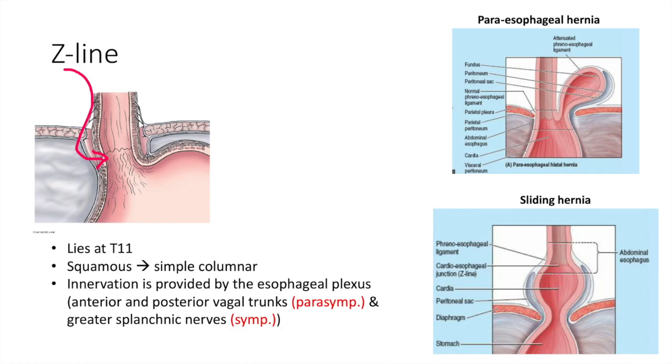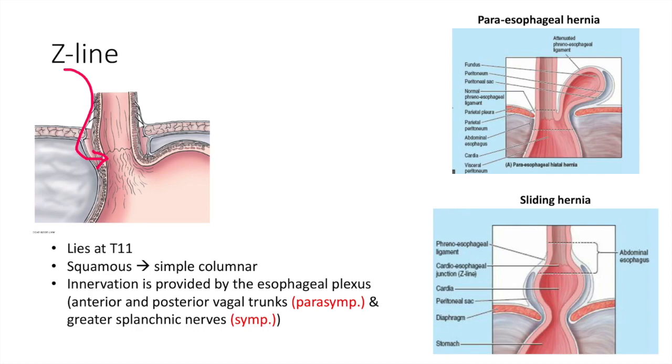So there's going to be this thing called the Z-line, and that's between our esophagus and our stomach. It lies at around T11. It's an area where there is squamous cells that transition to simple columnar. The innervation is provided by the esophageal plexus, with the anterior and posterior vagal trunks, which would be parasympathetic, and then also the greater splanchnics, which we had talked about as sympathetic.